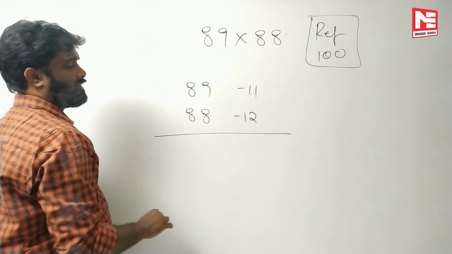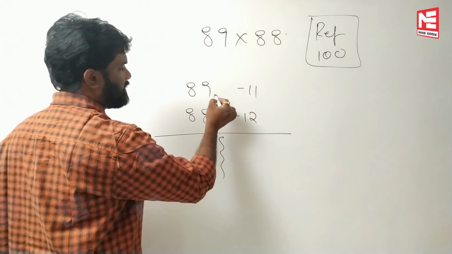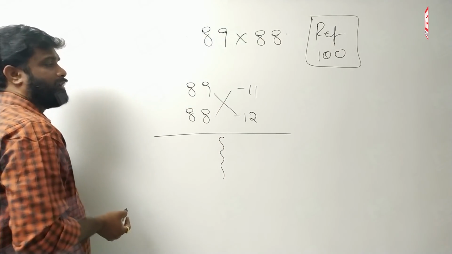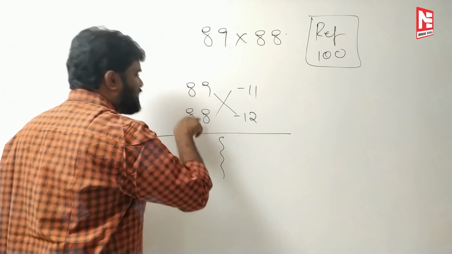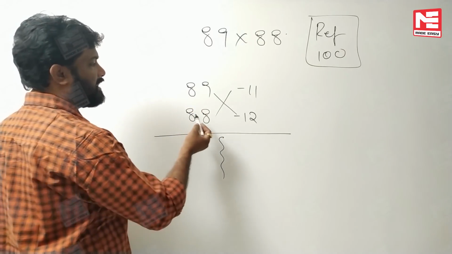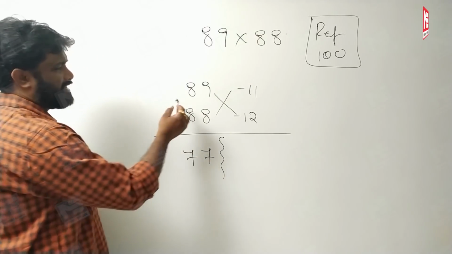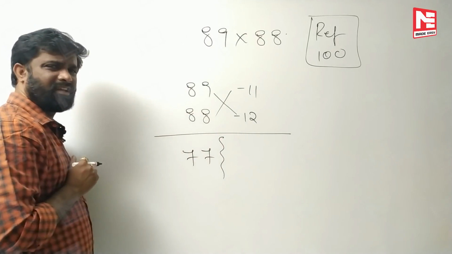Now, before going for the answer, you have to divide the answer into two parts, left side part and right side part. And then cross execution. My dear friends, you know very well, 88 minus 11 or 89 minus 12, you get the same number. What is 88 minus 11? It is 77. If you do 89 minus 12, then also you will get 77 only.